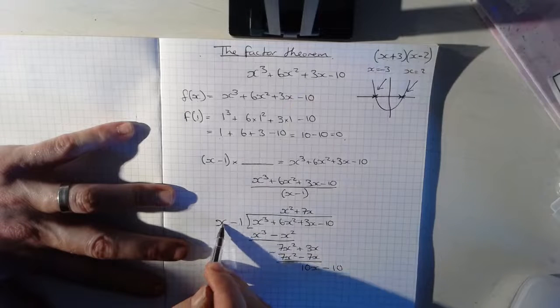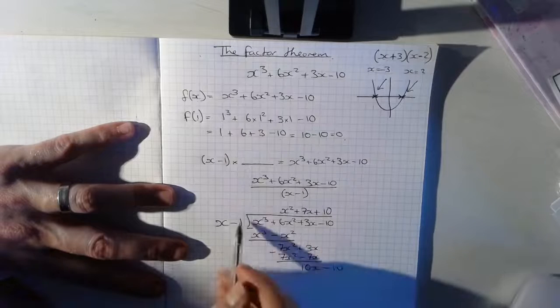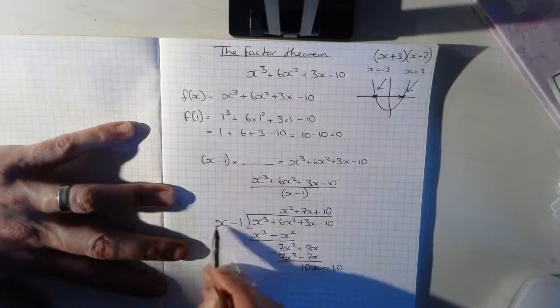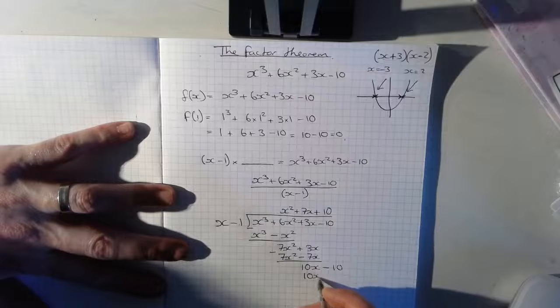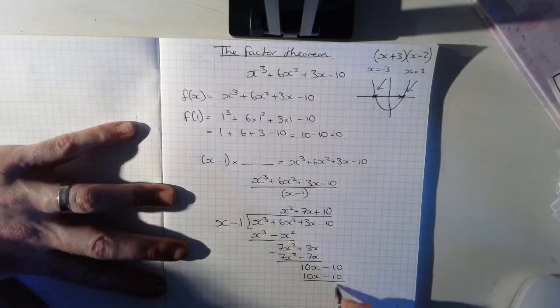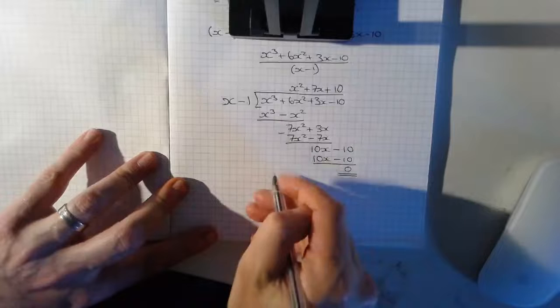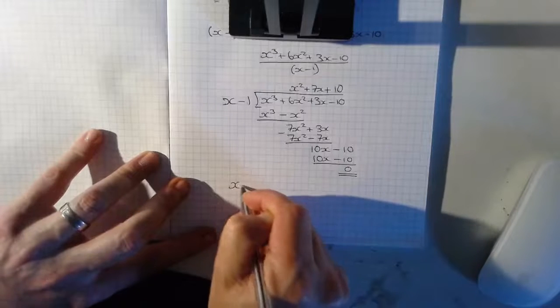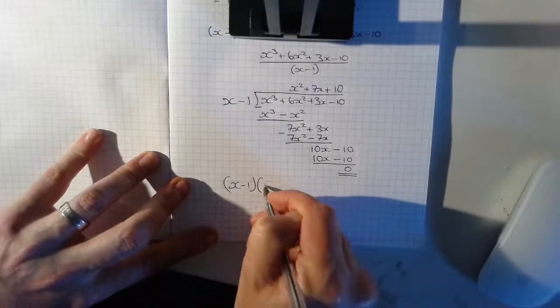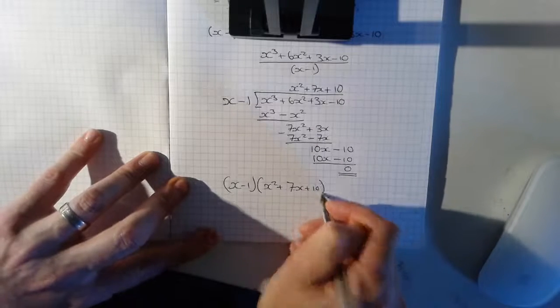So x times what is 10x? It's 10. 10 times x is 10x. 10 times -1 is -10. And therefore, again, it shows that it's a factor. So what we have here now is that we have x minus 1 times x squared plus 7x plus 10.